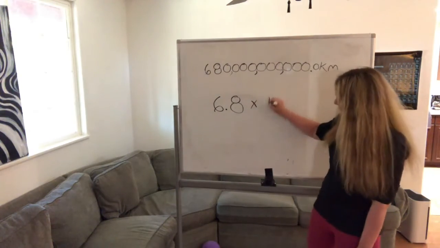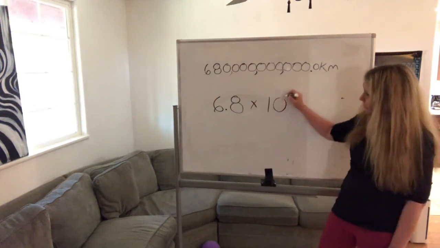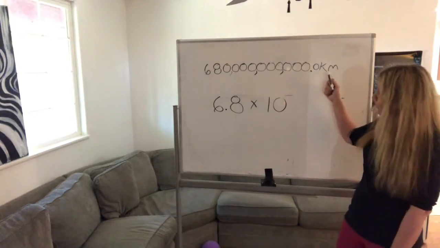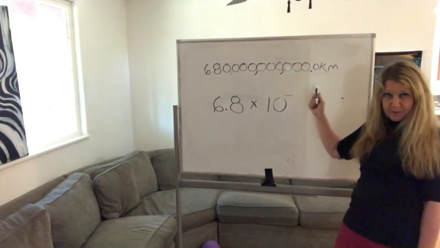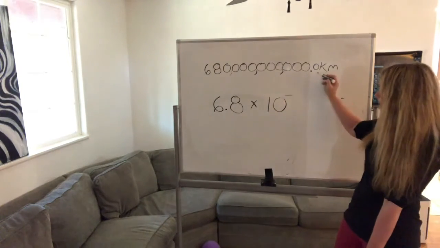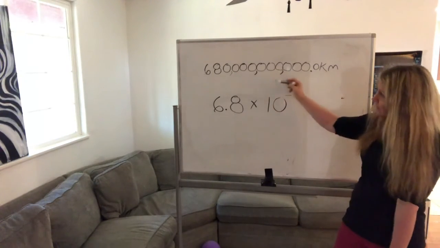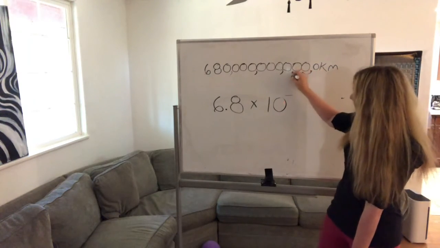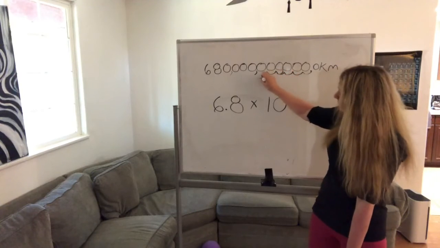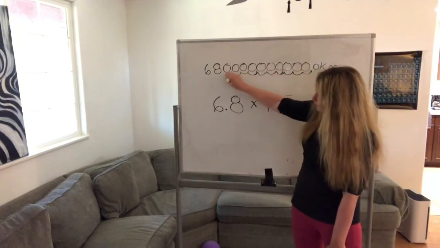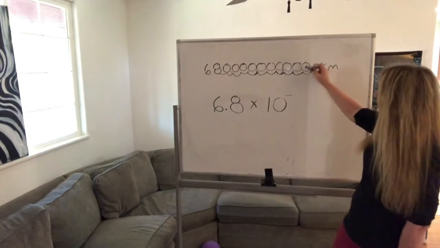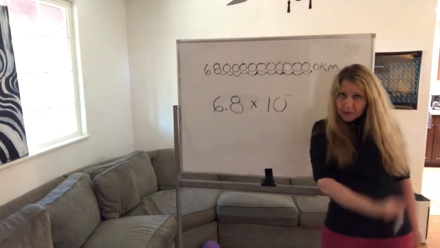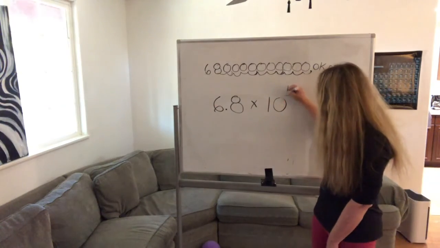And I'm going to have to multiply times 10 to an exponent. And what direction did I have to move that decimal to get to 6.8? I had to move it to the left. How many times did I have to go? Well, let's count. 1, 2, 3, 4, 5, 6, 7, 8, 9, 10, 11. 11 spaces.